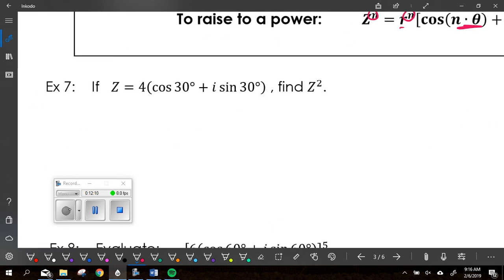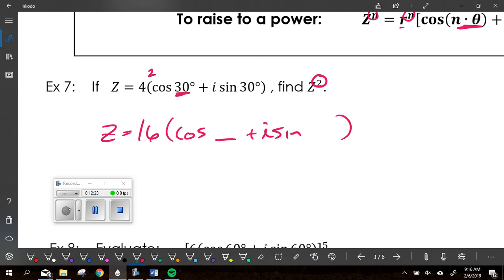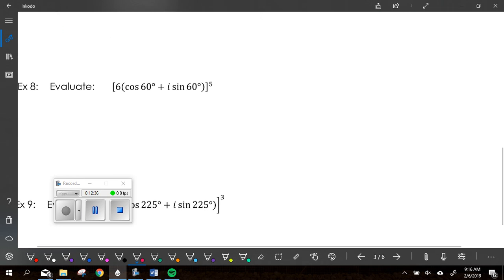So for this first one, you would take Z equals 4 and you would square it. It gets you 16. And then for my angles, what am I going to do with this 30? Multiply by 2. 30 times 2 gets me 60. I'm done. Make sense on that? Might need a calculator for a couple of these. Try the next two.